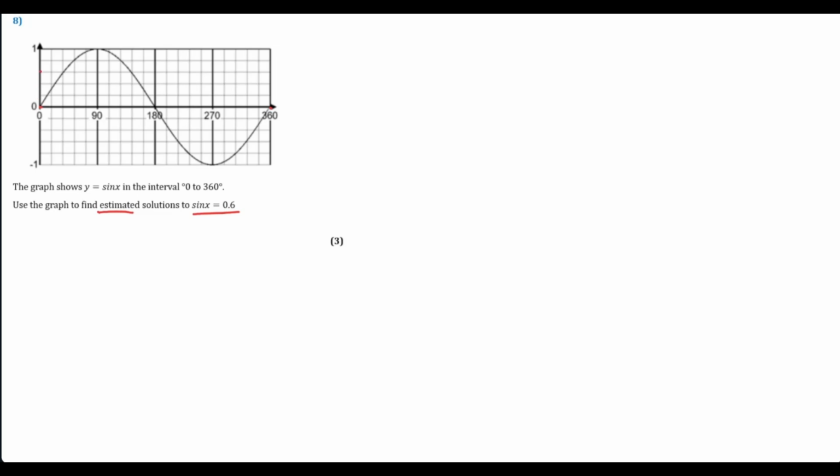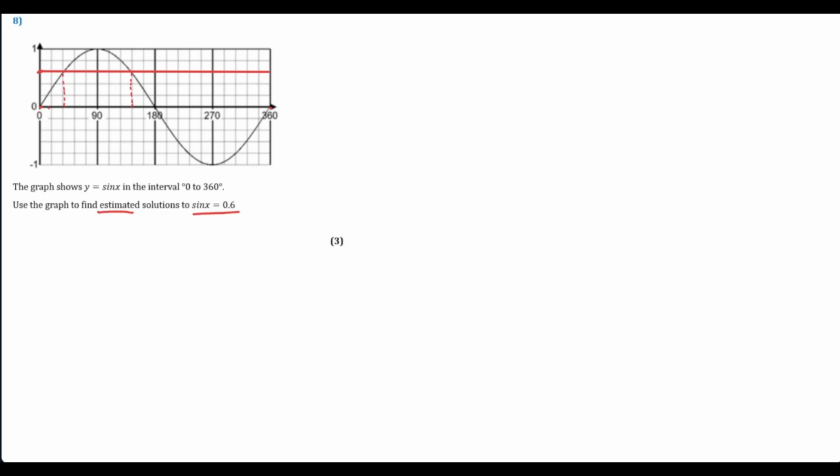So what I need to do is locate the 0.6 on the y-axis. So it's 2, 4, 6, 8, 10. Okay, so 2, 4, 6, so that would be there. And what you need to do is, with your ruler, draw a line all the way across. And then what we can do is work out what these are going to be. And as you can see, there's two solutions here.